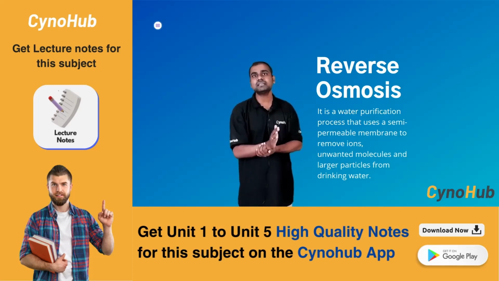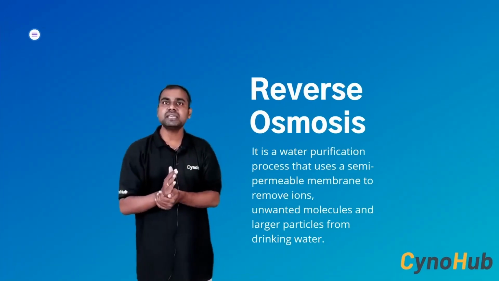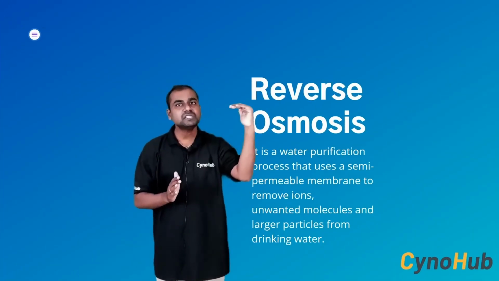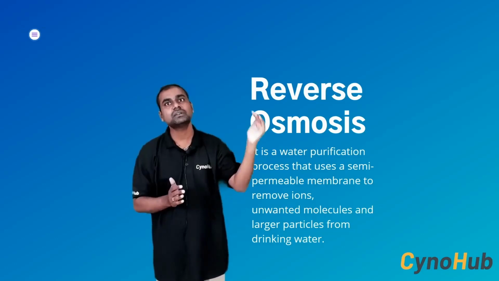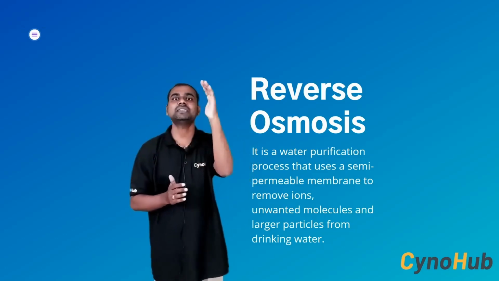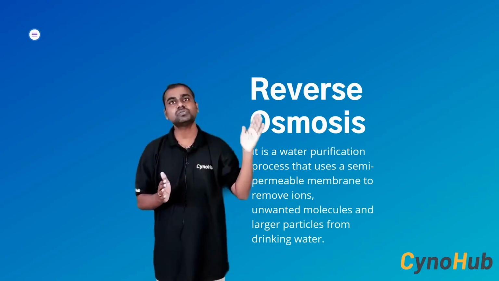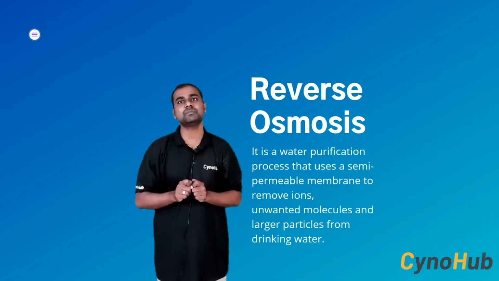You know that calcium and magnesium salt ions create hardness in the water. Those ions are removed by using a semi-permeable membrane. A semi-permeable membrane will allow water to pass through it, but it will not allow ions to pass through it. That is called a semi-permeable membrane.